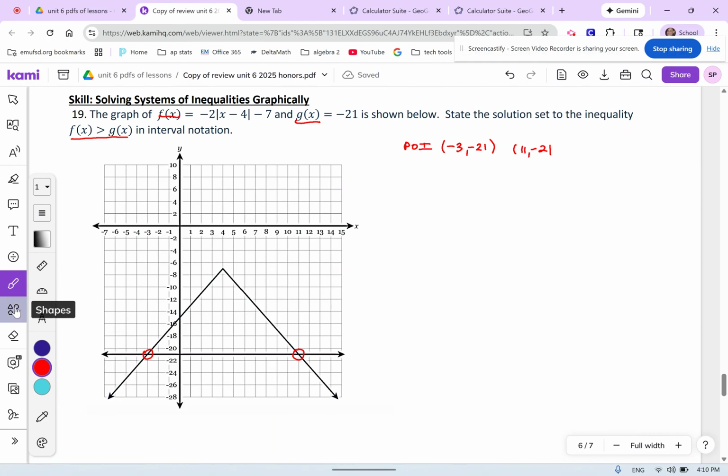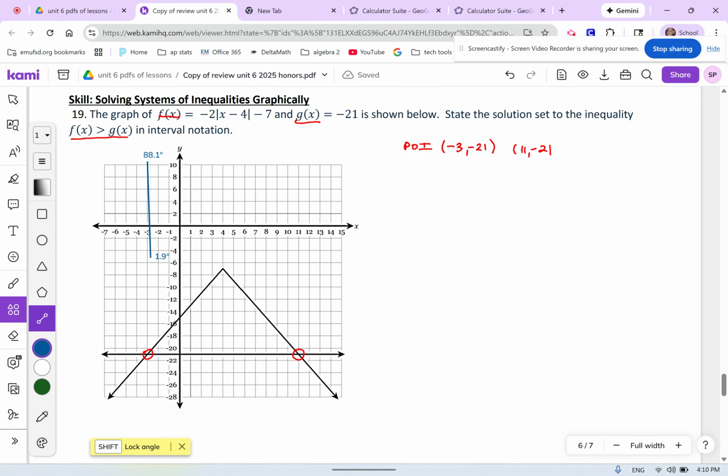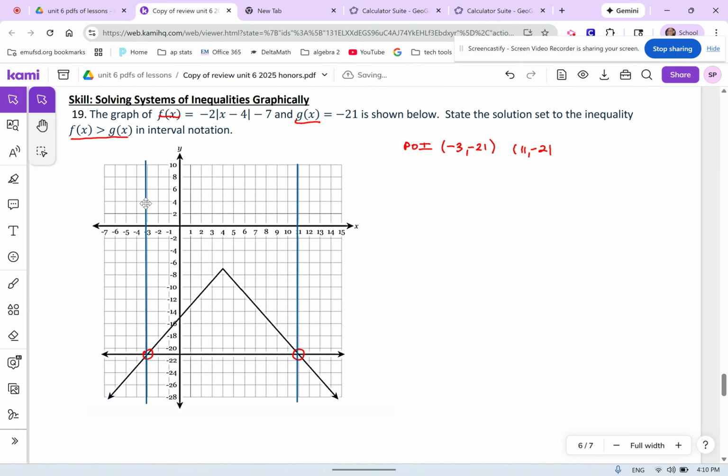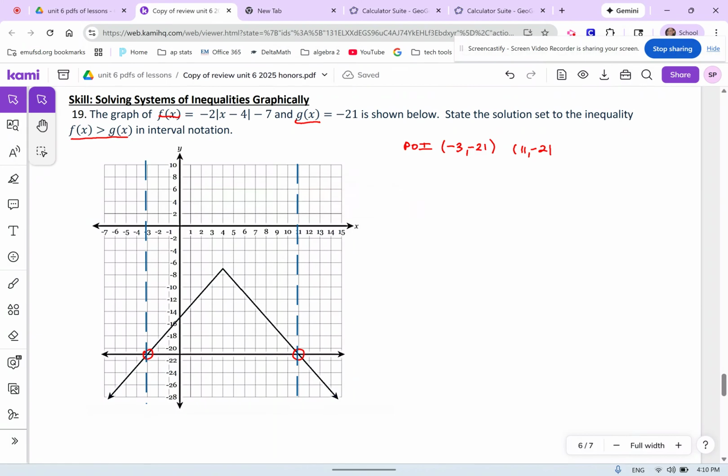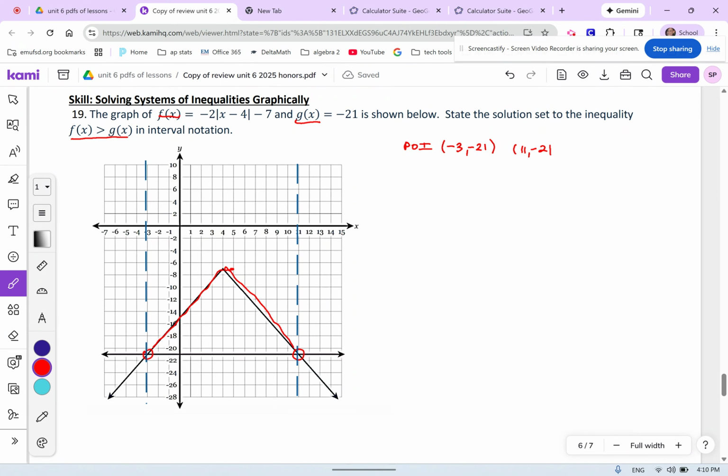And what I like doing is making two vertical lines that pass through the x values of those points of intersection. And they should be dashed in this case because we're not including those values. Next, I'm specifically looking for the y values of f of x. F of x, the absolute value function, is greater than negative 21. Well, that would be anywhere above that line y equals negative 21.